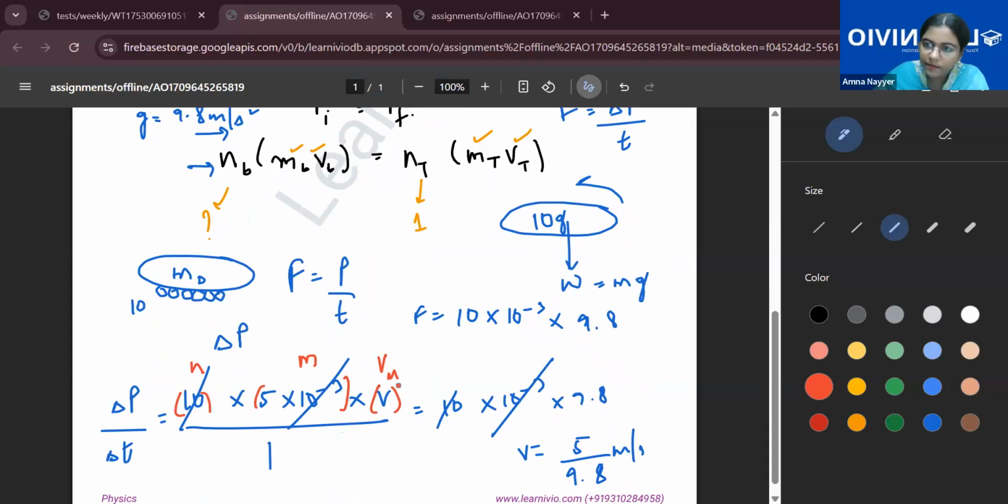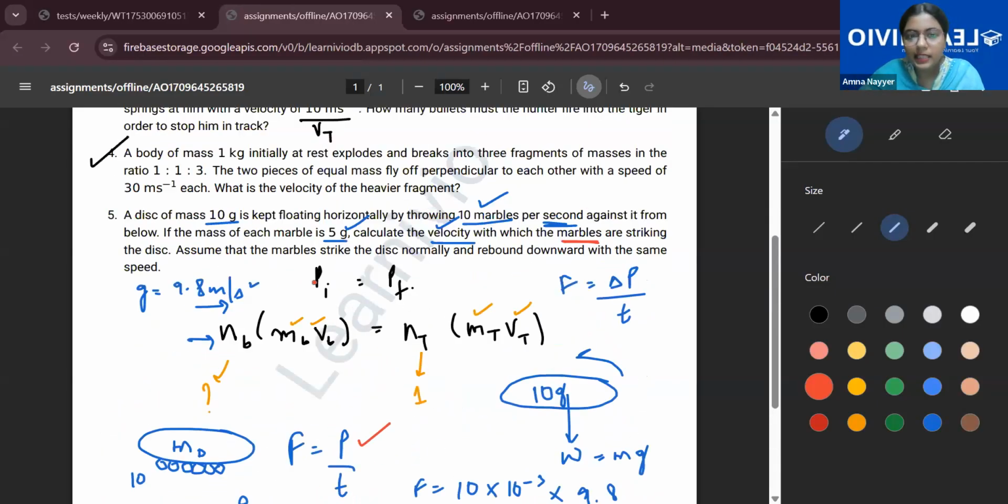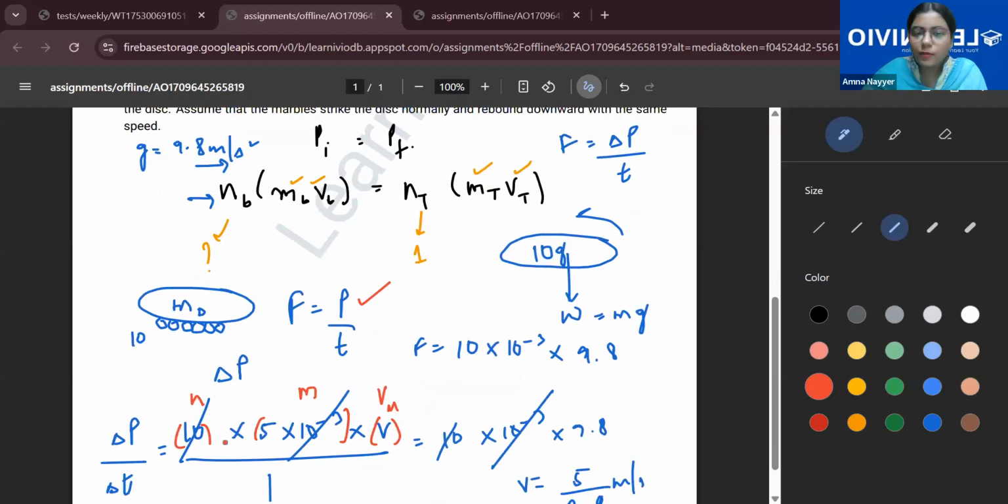That's the momentum. So we have momentum with us, but we don't know the velocity. So we have just put it as V because that's what we have to calculate. It is asking you to calculate the velocity of the marbles with which they are striking so that the weight is being maintained. That's what I was saying. They are striking it in such a manner that it is not moving. Because of the gravitational force, its weight is being maintained.